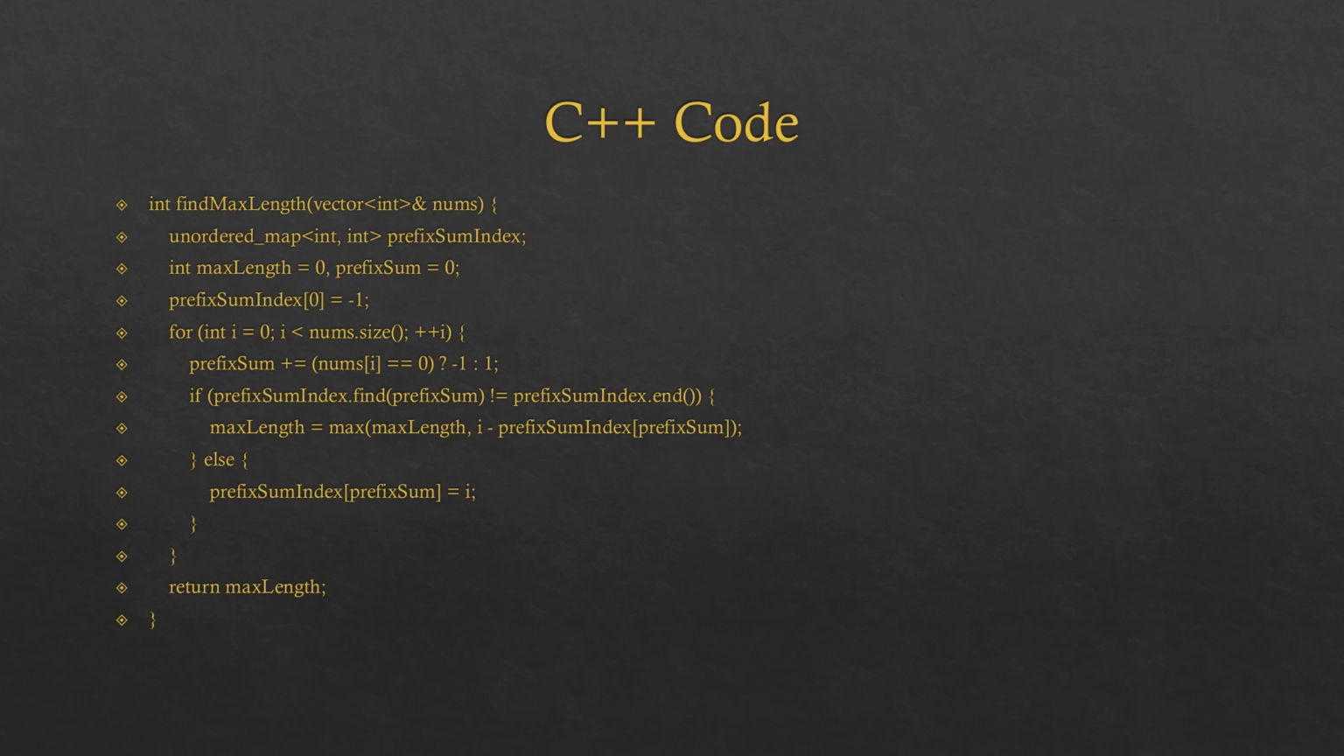Here's the implementation in C++. We initialize the hash map with the first prefix sum, which is 0 at index minus 1. Then we loop through the array, calculating the prefix sum at each step. If we encounter the same prefix sum again, we update the maximum subarray length. Otherwise, we store the new prefix sum with its index. This approach ensures that we only traverse the array once, making the solution highly efficient.